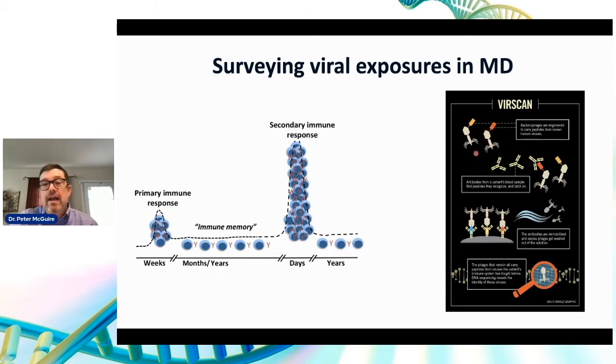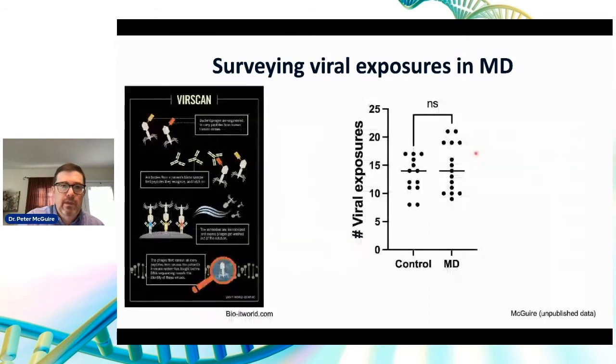And so this is like a library, essentially, of all these different viral proteins, which represent hundreds and hundreds of different viruses. And then we can fish out the antibodies in an individual from their blood and see essentially what viruses they were actually exposed to. So this is a really powerful technology. So first of all, number of viral exposures.